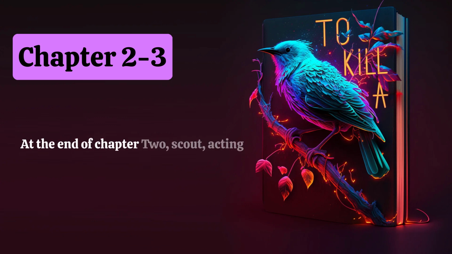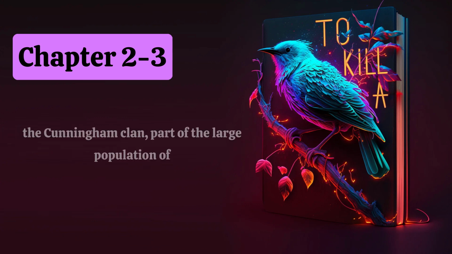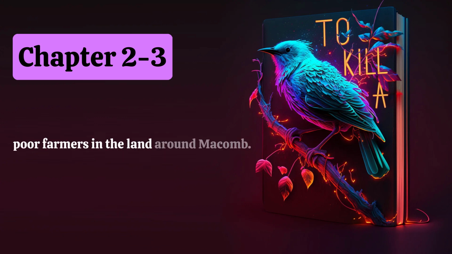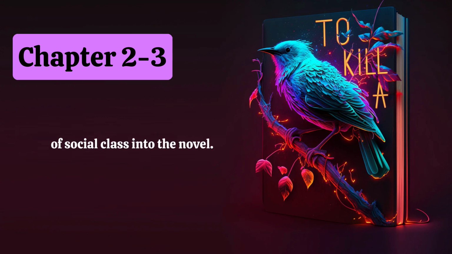At the end of Chapter 2, Scout, acting on her best intentions, as always, tries to explain the Cunninghams to Miss Caroline. Young Walter Cunningham is the first glimpse we get of the Cunningham clan, part of the large population of poor farmers in the land around Macomb. Walter's poverty introduces the very adult theme of social class into the novel.